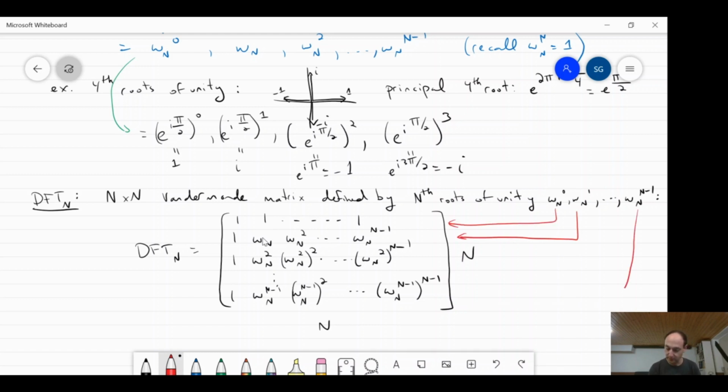Okay. And then you put in this geometric sequence, right? Omega_n squared, and so forth. And here you start with omega_n squared, and then you square that up to the power n minus 1. So that is the discrete Fourier transform from C^n to C^n.